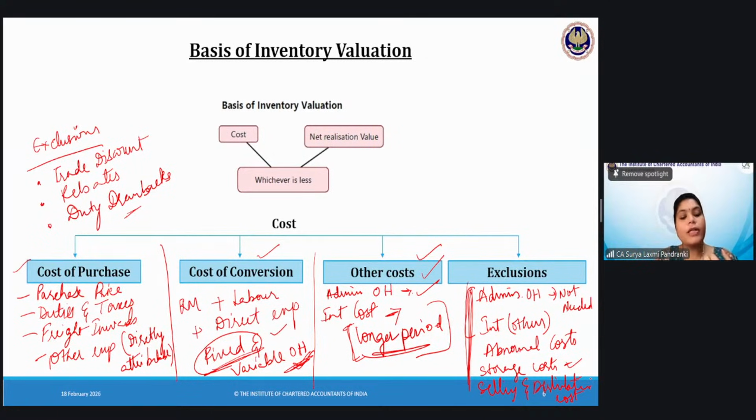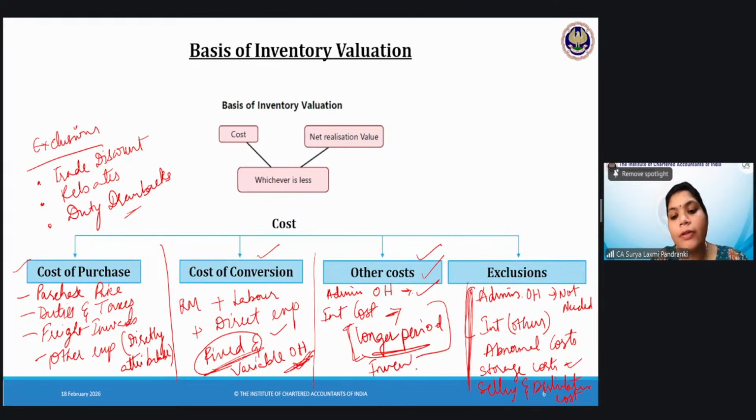So cost includes the cost of purchase, cost of conversion, other costs, and there are a few exclusions also. In cost of purchase, you will have all those costs that are required to bring your product to your location and to bring it to your usage. And cost of conversion: if you're buying a raw material and then converting it, you will include labor and other expenditure and overheads which are required for doing that production and making a finished good. That is also included. And other costs, you will have admin and interest costs, again with an exception that if these are needed and very specific to this product, then you include it. Otherwise, no. And interest costs also, if it is for a longer inventory, then only you will add it.